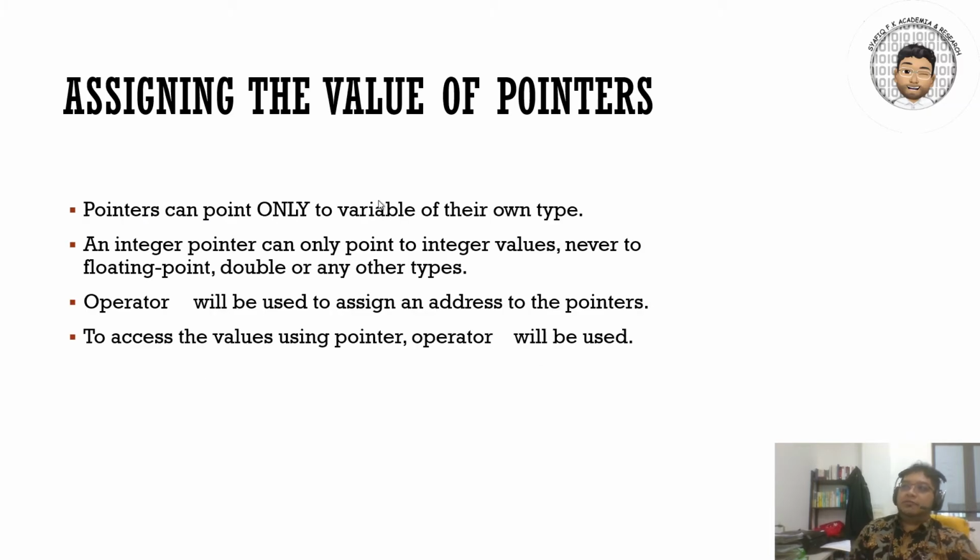When you assign the value of pointers, pointers can point only to a variable of their own type. If you use an integer pointer, you can only point to an integer. If you use a float pointer, you can only point to a float. Even though pointers only hold the address of variables, it is important to know that the data type represents the value of the variable being pointed to, so it needs to be the same type.